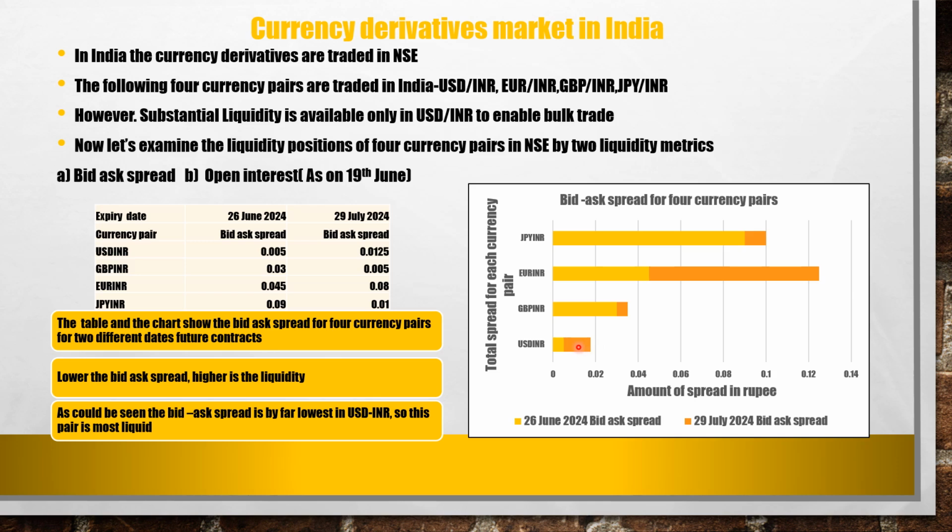Yes, see the USD INR's total bid-ask spread for the two contracts is way lower than the bid-ask spread for Euro and JPY. Only in GBP INR is it somehow comparable to the USD INR.